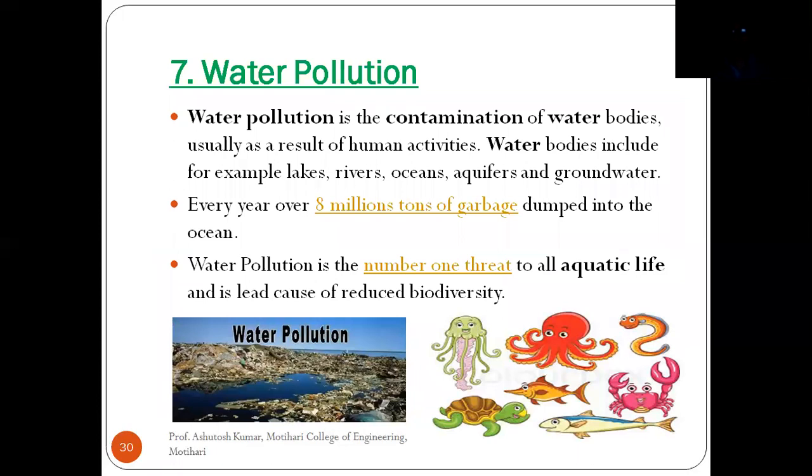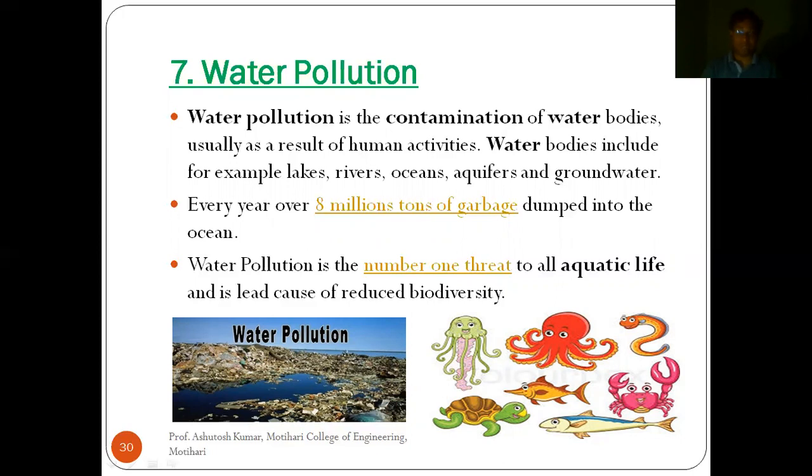Now let us go through water pollution. Water pollution is the contamination of water bodies, usually as a result of human activities. Water bodies include, for example, lakes, rivers, oceans, aquifers, and groundwater. The contamination of these is water pollution. Every year, over 8 million tons of garbage is dumped into the ocean, which is huge. Water pollution is the number one threat to all aquatic life and is a leading cause of reduced biodiversity.